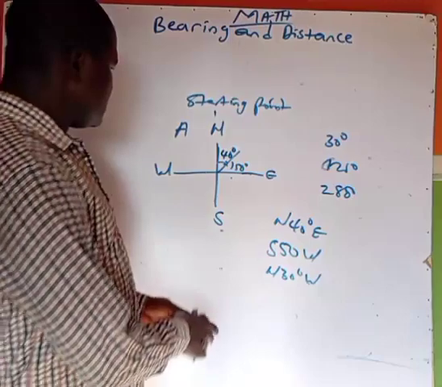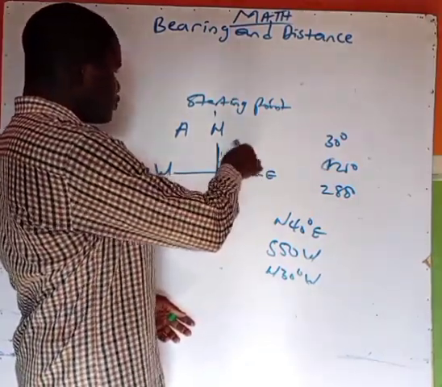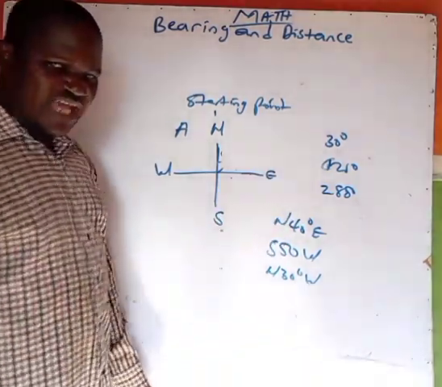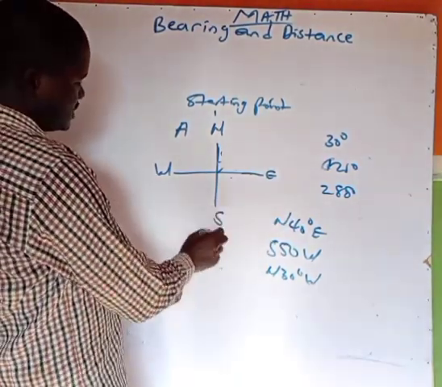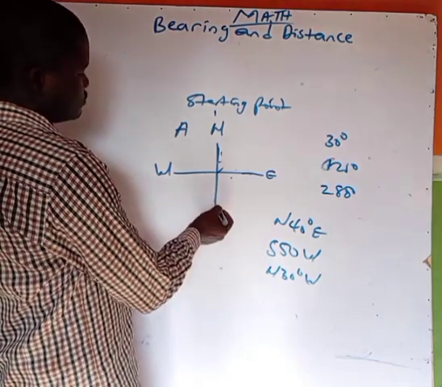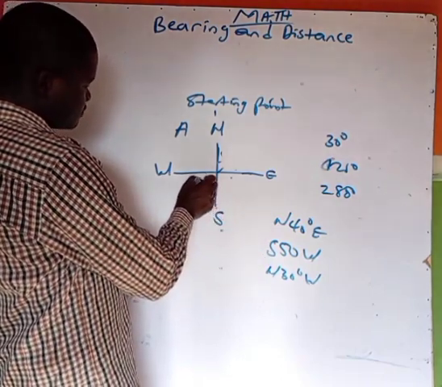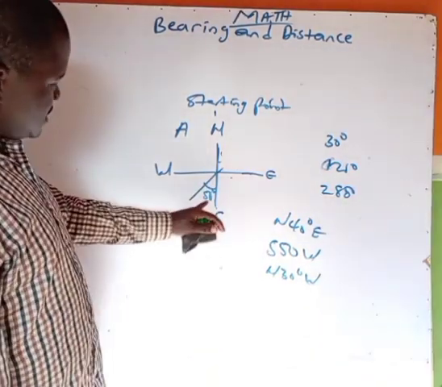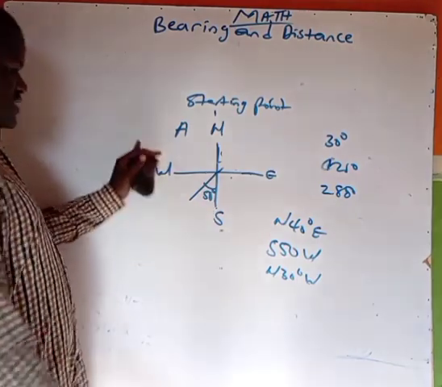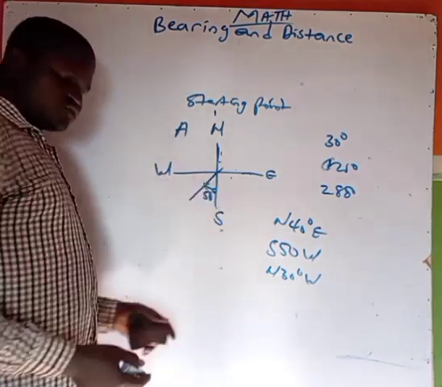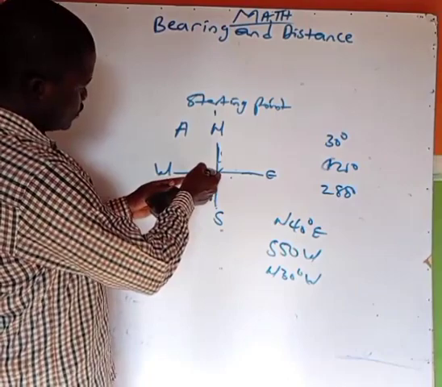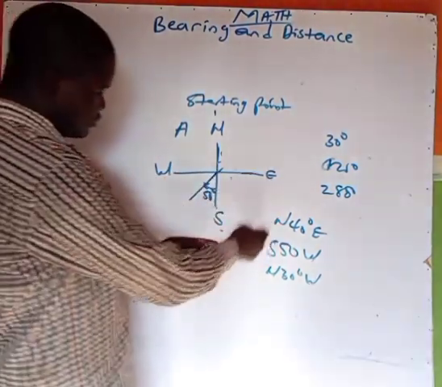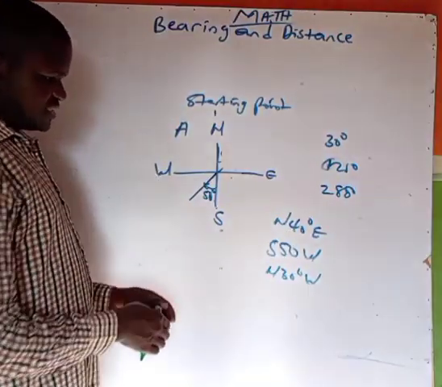If it is another point, like 50 degrees southwest, this is southwest, this is south. So you start from south here and move like this. This one is going to be 50 degrees, from this direction to this direction. So you can't put it here, making this one 50 and this one 40. No, it moved from south to west.